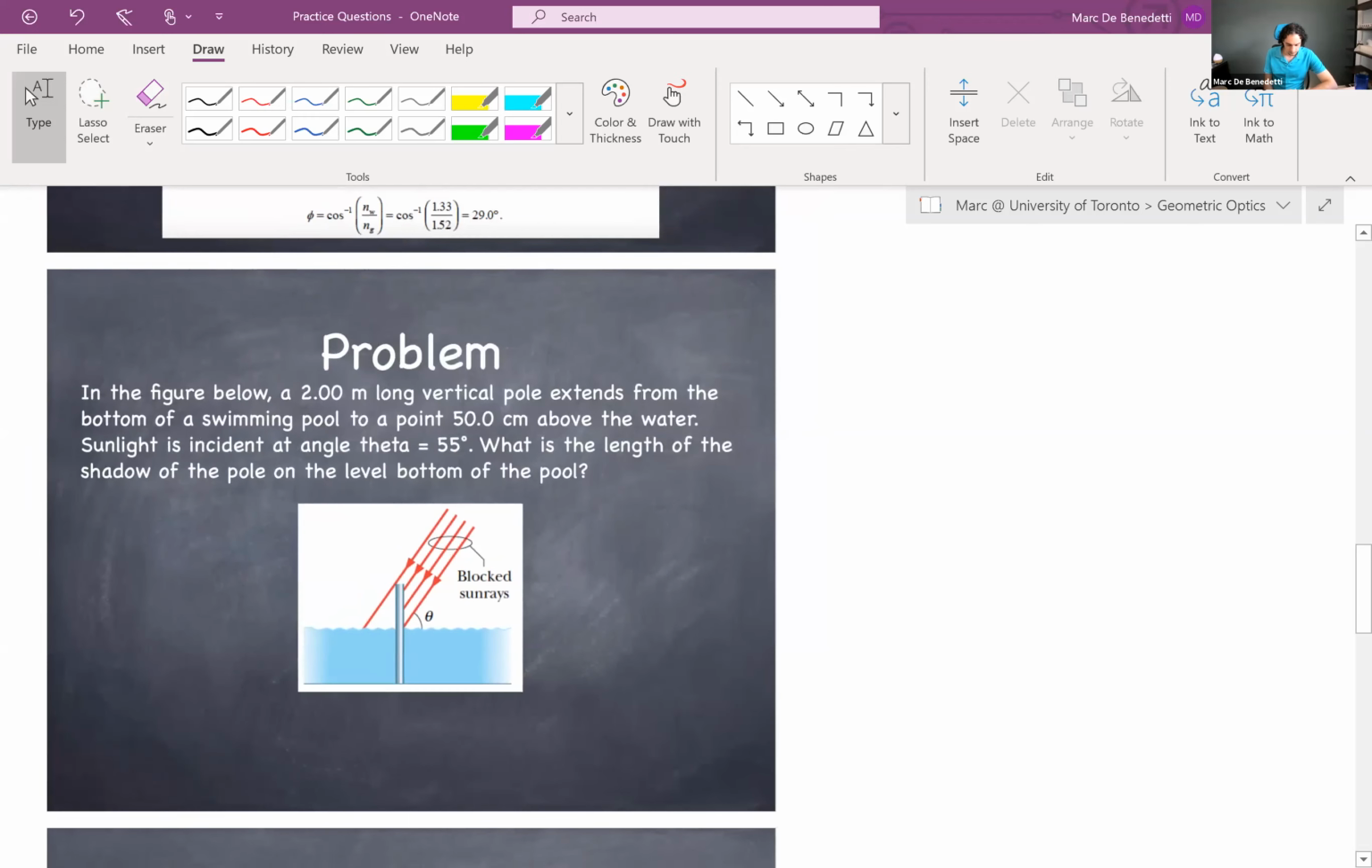Next question. We'll do a few more and then we'll move on to the wave nature of light. In the figure below, a 2-meter long vertical pole extends from the bottom of a swimming pool to a point 55 centimeters above the water. Sunlight is incident on the surface of the pool at an angle of 55 degrees. I guess that's, well, it'll be before noon, presumably, because at noon it's at the highest point, so it should be coming straight down. So if it's before noon, it'll be coming in on a bit of an angle. Anyway, what is the length of the shadow?